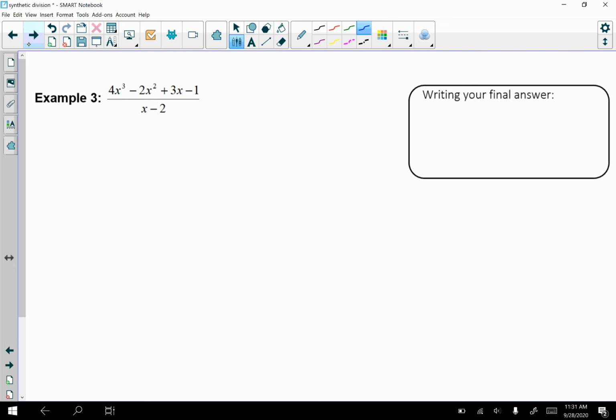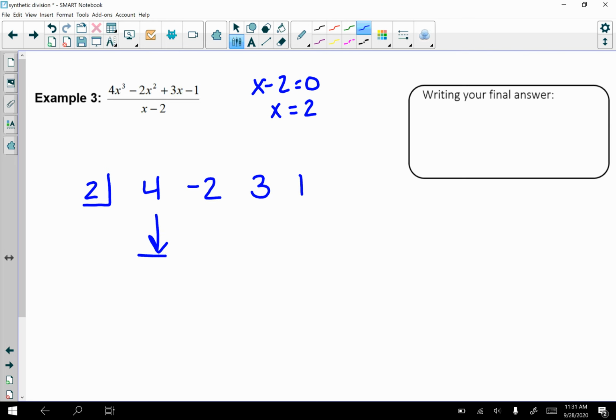First step, take my divisor, set it equal to 0, get my 0. That goes on the shelf. Make sure I'm in standard form. Make sure I'm not missing any terms. Line up your coefficients. 4, -2, 3, 1.